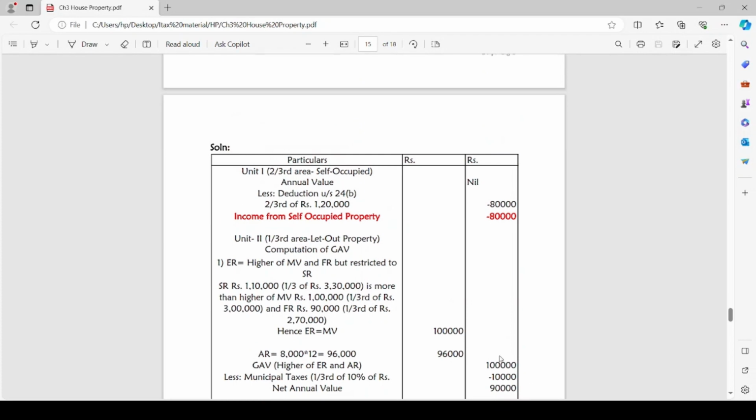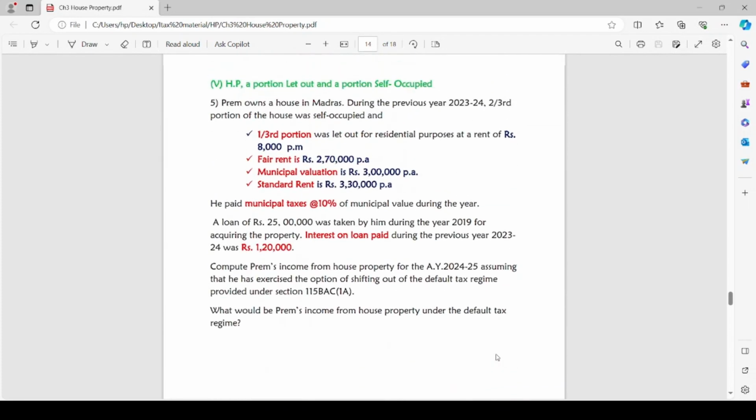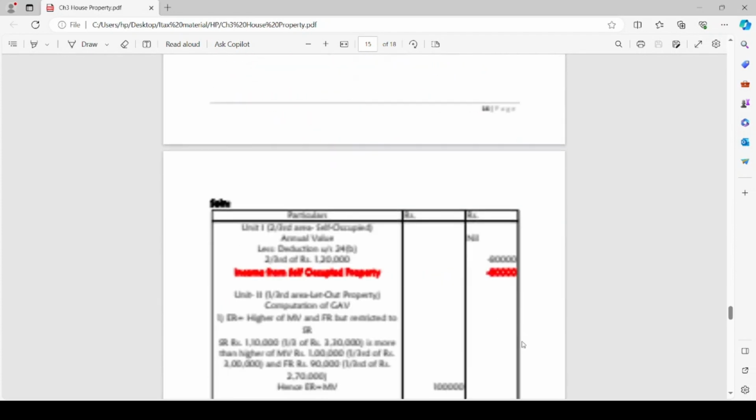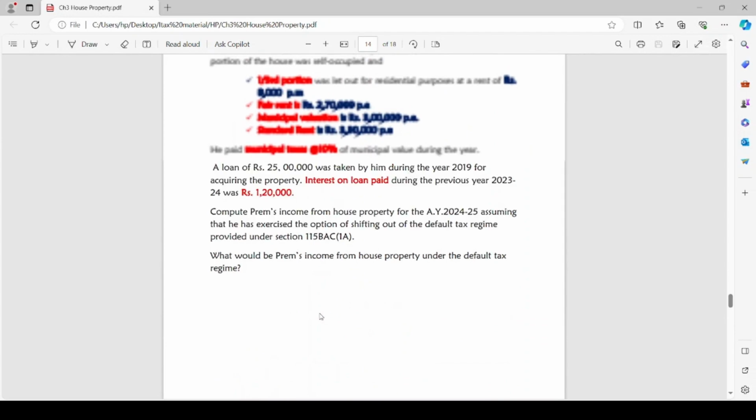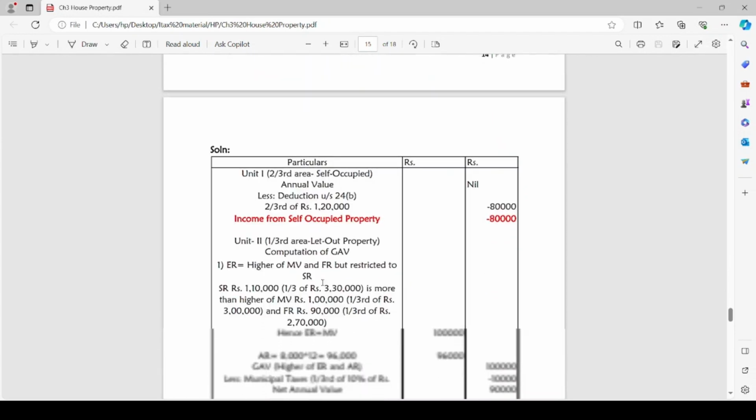So, if Prem has decided to opt to pay the tax under the normal provisions of the Income Tax Act, he has opted out of the default tax regime. In that case, the loss from the house property, which has been partly self-occupied and partly let out, will be rupees 57,000 for the assessment year 2024-25.